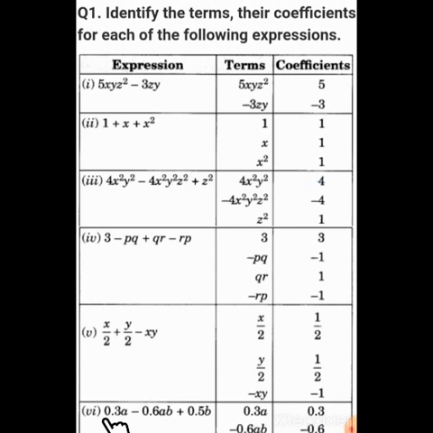In the sixth expression, 0.3a minus 0.6ab plus 0.5b, there are three terms. The first term is 0.3a, the second is minus 0.6ab, the third is 0.5b. In the first term 0.3 is the coefficient, in the second term minus 0.6, and in the third term 0.5.